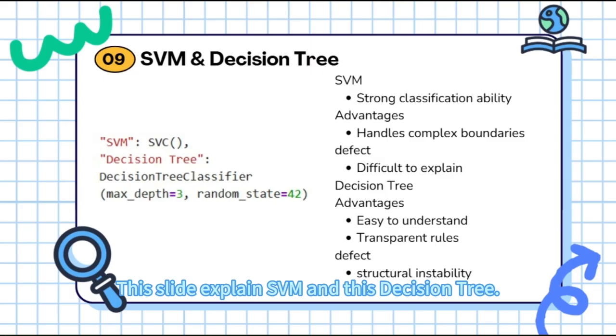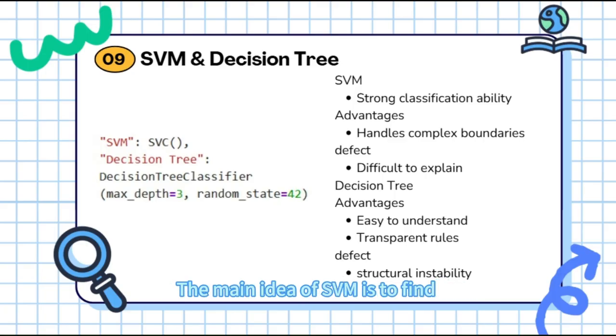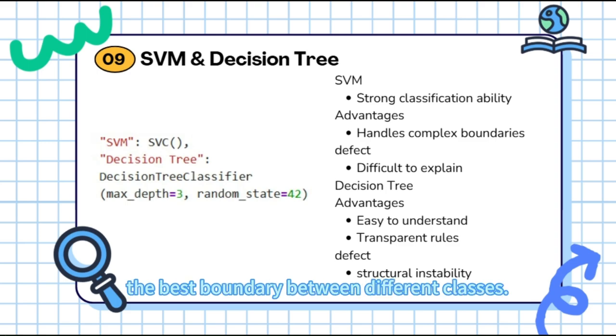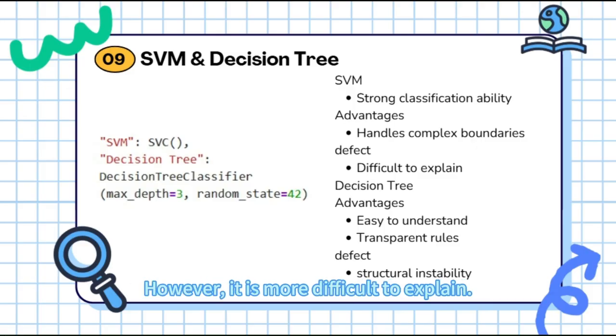This slide explains SVM and the decision tree. SVM stands for support vector machine. The main idea of SVM is to find the best boundary between classes. In the project, SVM tried to separate high-risk students and low-risk students. SVM has strong classification ability and can handle more complex boundaries. However, it is more difficult to explain. This is a problem in this project because the model may be used by school counselors or non-tech users.